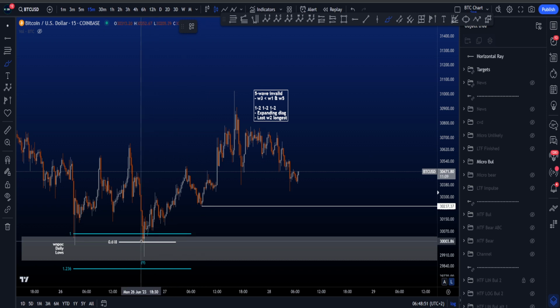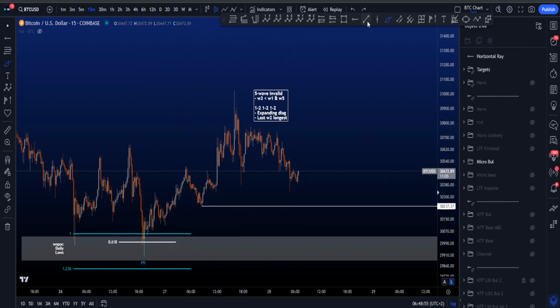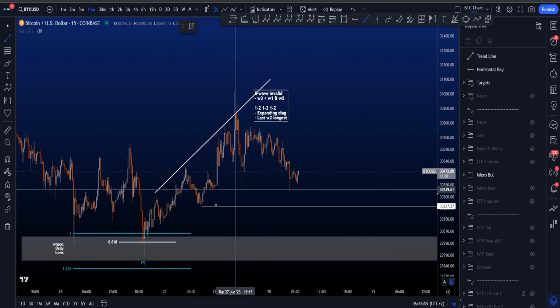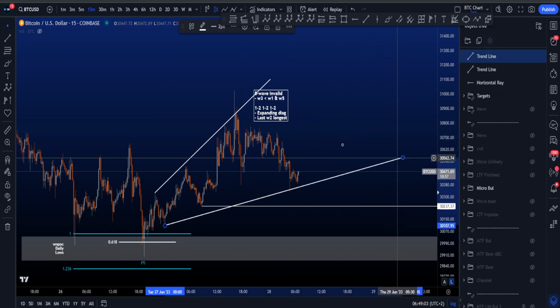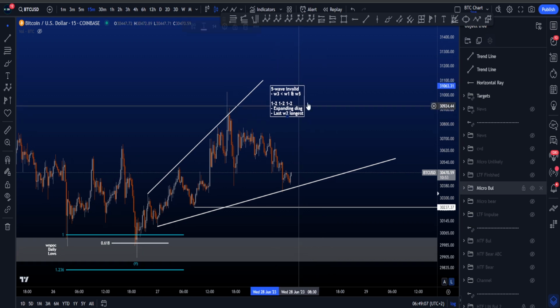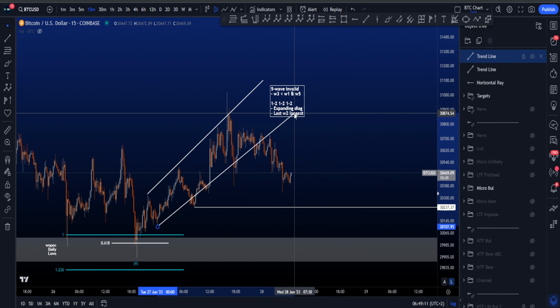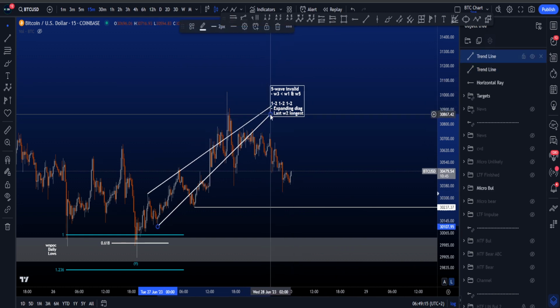So in this scenario, potentially 1-2, 1-2, 1-2. However, this 1-2, 1-2, 1-2 is also an expanding diagonal structure. Now, preferably for a 1-2, 1-2, 1-2, a triple 1-2, let me call it like that, you want to see also again a contracting diagonal. So preferably for a triple 1-2, you want to see a contracting diagonal, but that's not what we got.